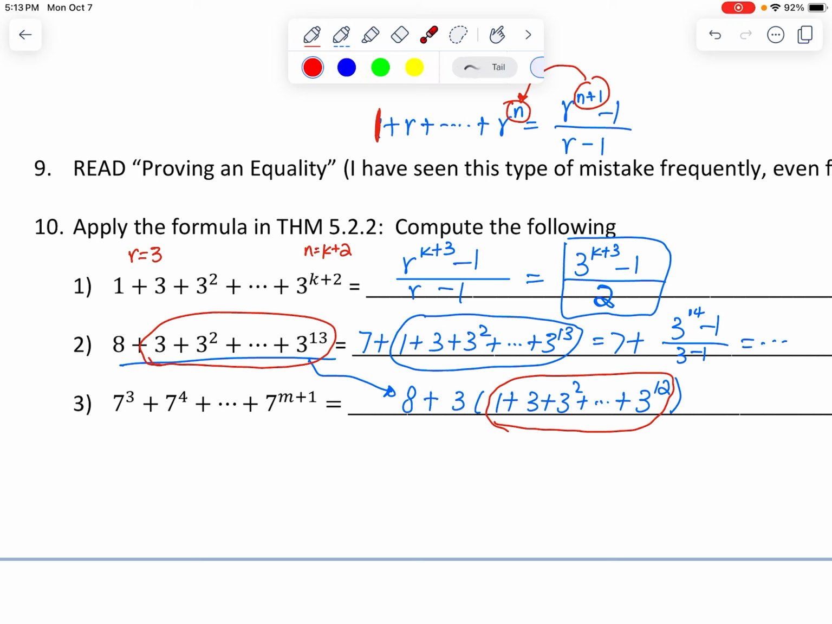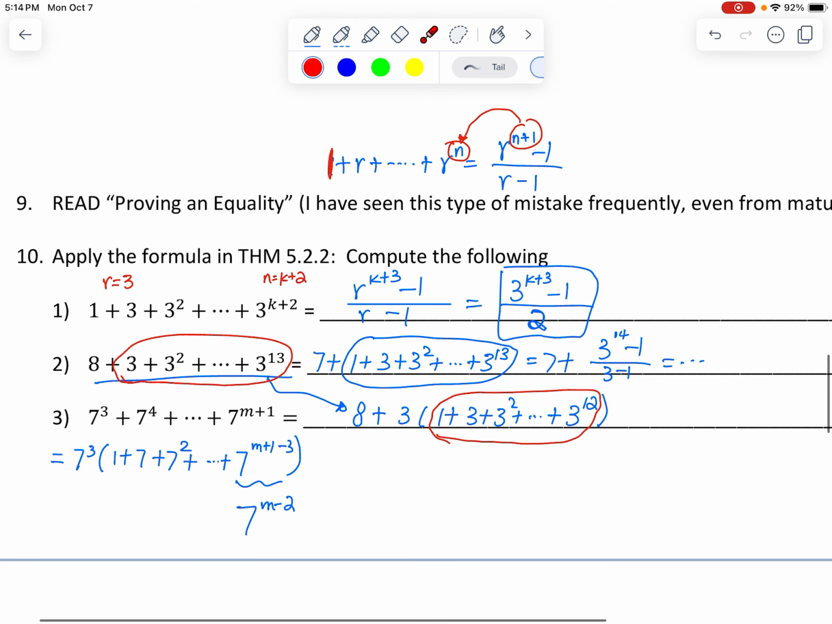Now for this one, I definitely encourage you to pause the video and try, but here's what it is. I'm going to factor out 7 cubed, and I have 1 plus 7 plus 7 squared plus the very last one will be 7 to the n plus 1 minus 3, right? And then this is 7 to the n minus 2. So now you can apply the formula to this group with n being n minus 2. Okay, so these are some examples of using theorem 5.2.2.